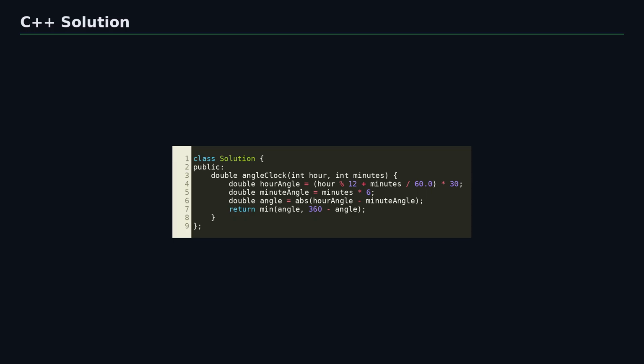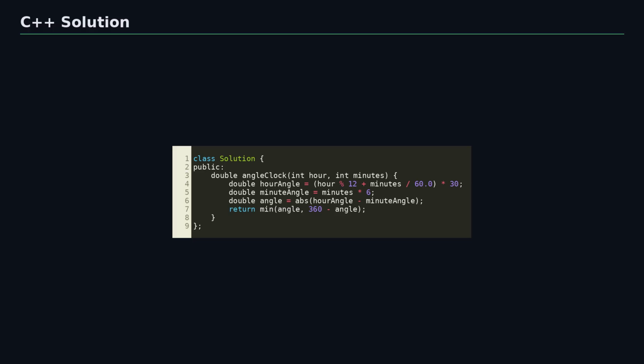Now that we have the intuition, let's take a look at the code. We have a class called Solution with a method called angleClock, which takes two parameters, hour and minutes. The first line of code calculates the angle of the hour hand by multiplying the current hour and the fraction of the hour that has passed by 30. This gives us the position of the hour hand. The second line of code calculates the angle of the minute hand by multiplying the number of minutes by 6. This gives us the position of the minute hand.